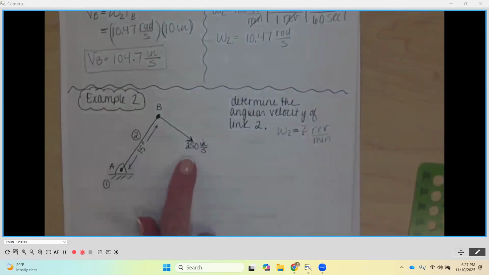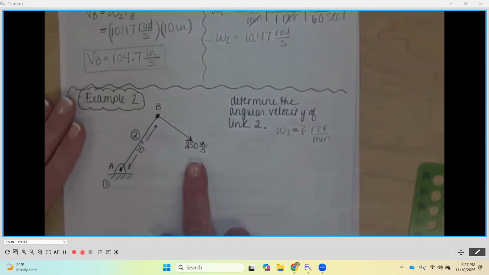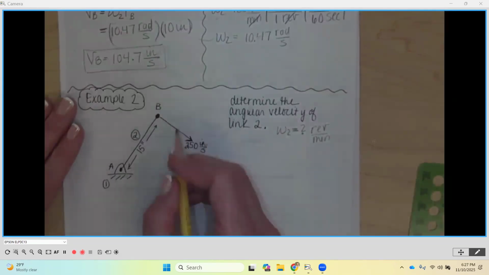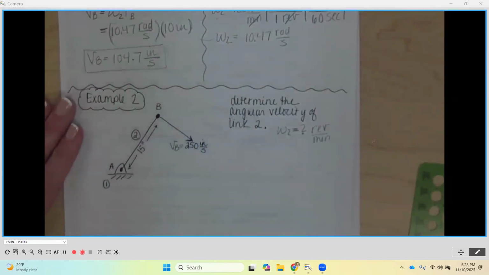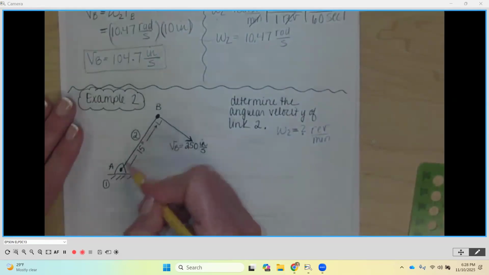Now, if I look at that 250 inches per second, what variable is that? What would we call this? VB? Anyone else? I'm seeing nods. Would we call this VB? Yeah, you're correct. So we're going to go like this: VB is equal to 250 inches per second. We can see that it's shown perpendicular to the radius of rotation.